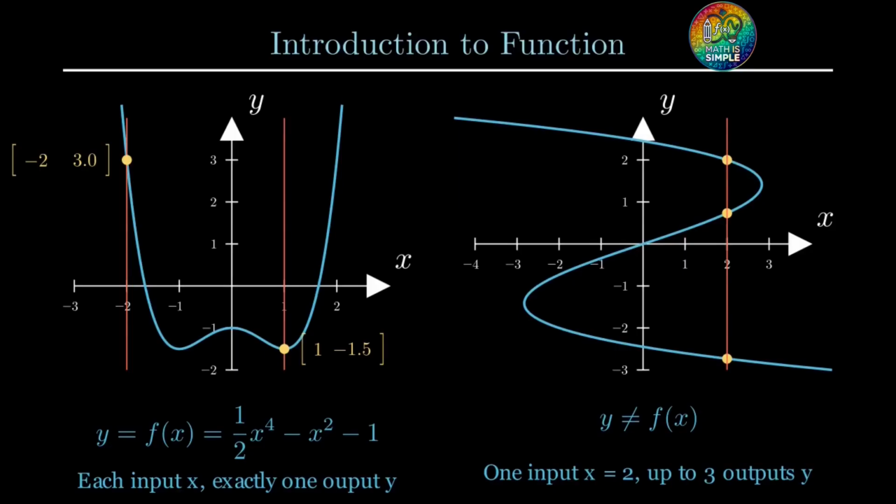In brief, to determine if a graph represents a function, we slide a vertical line across it. If that line crosses the curve at more than one point anywhere on the graph, it is not a function.